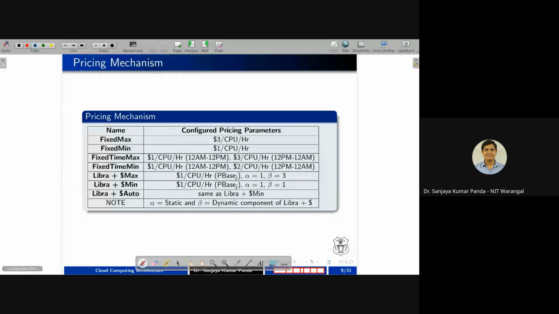Now, I will tell you more about the pricing schemes, because ultimately the cost matters for any particular company, right? If you are using the cloud as an individual, you are also looking at cost. If a company wants to adopt the cloud, then they also need to focus on pricing mechanisms, right? So there are different pricing mechanisms you will find in the literature. I am telling you some of the pricing mechanisms from the recent literature.